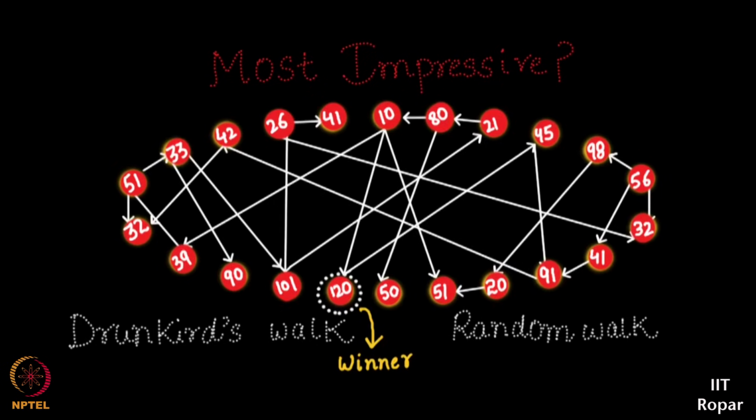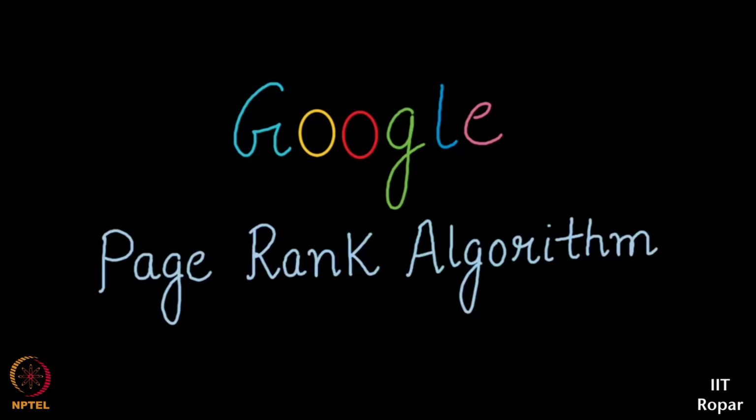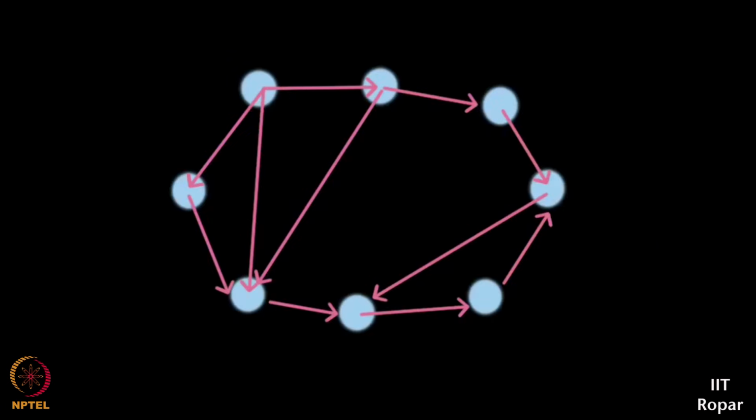Now, you know what? This is precisely how your Google search engine works. And this algorithm is called the PageRank algorithm. So, what is the connection? Look at this network and take a random walk on it. What are those nodes which will have the highest number of visits? It's going to be those nodes which are easily reachable when you're taking random walks.